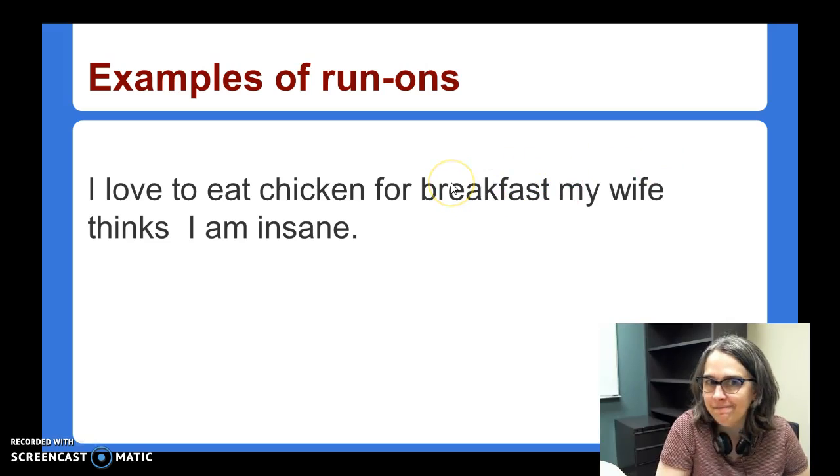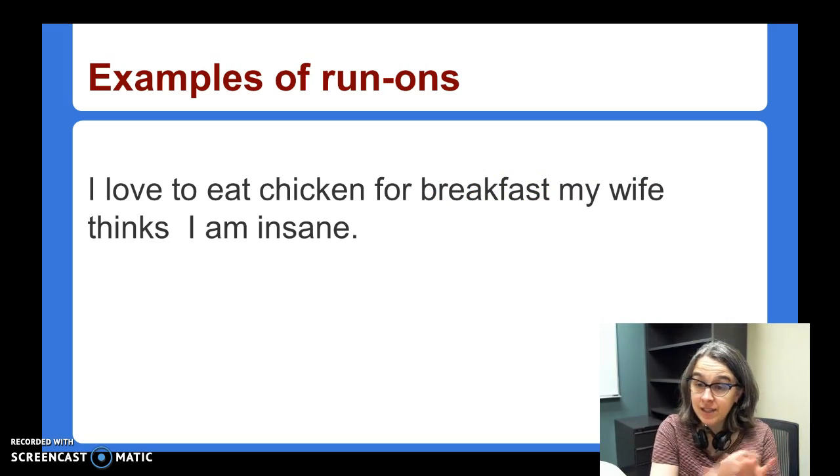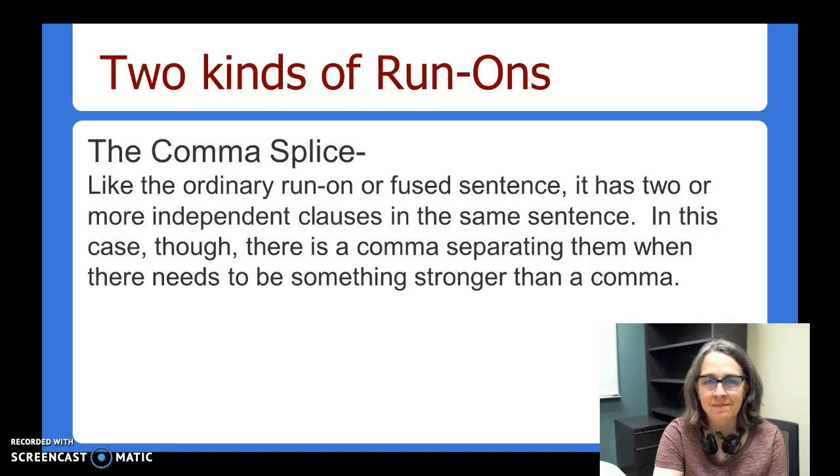How could we fix this? We've got three different ways to fix it. We could put a period in and just separate those two sentences. We could put a semicolon in to show that they are closely related. We could use a comma and a conjunction. I love to eat chicken for breakfast, comma, but my wife thinks I am insane. Maybe and: I love to eat chicken for breakfast, comma, and my wife thinks I am insane. Something that shows the relationship there.